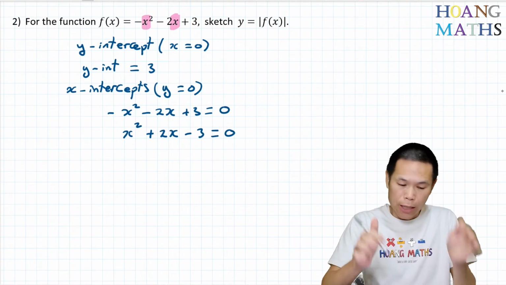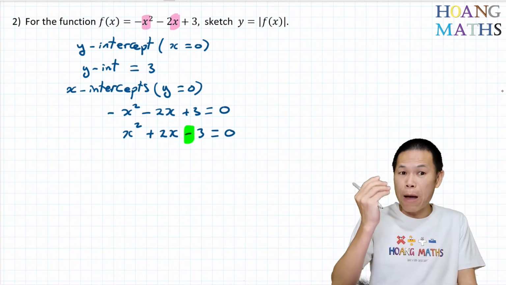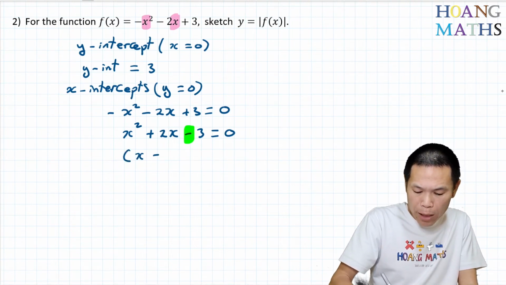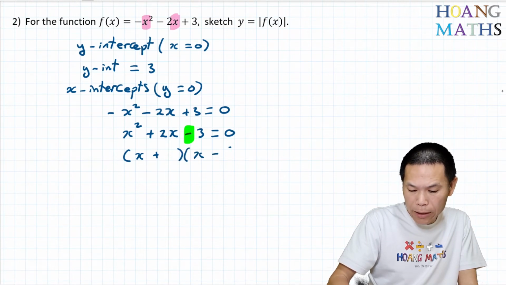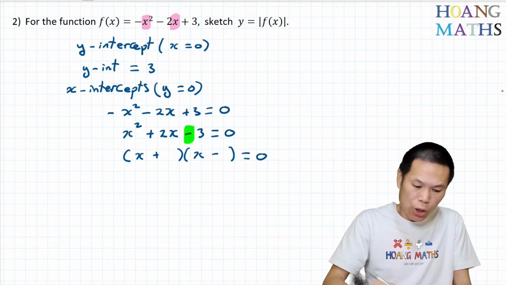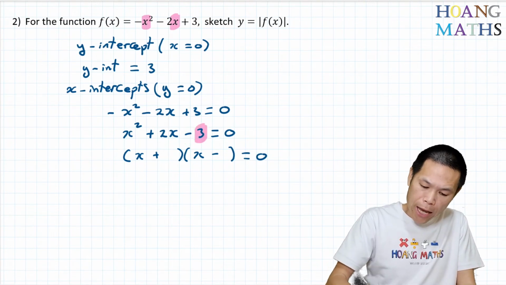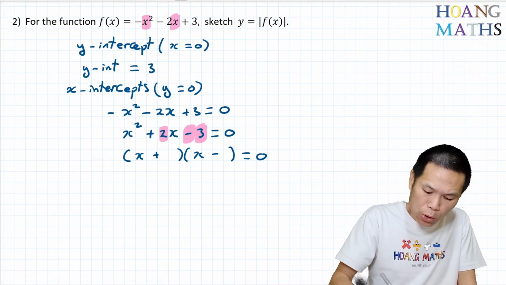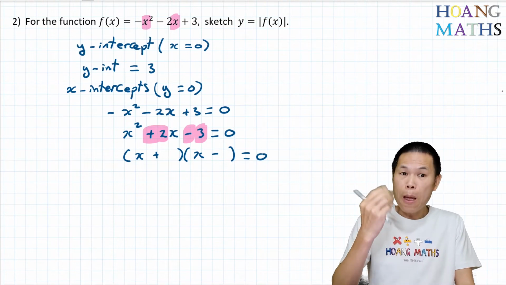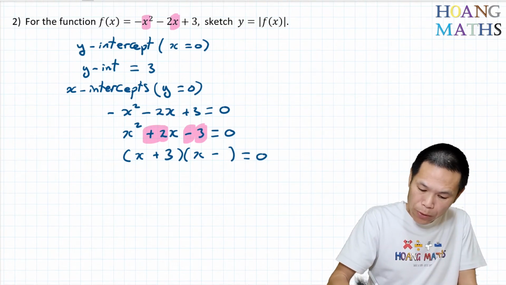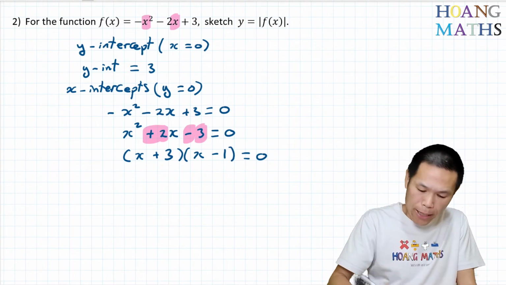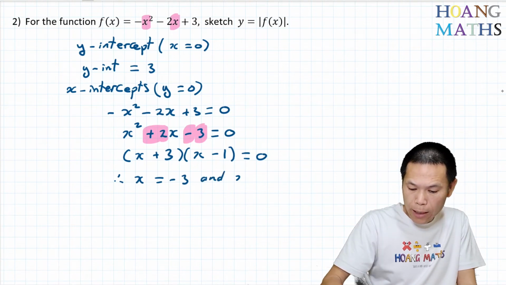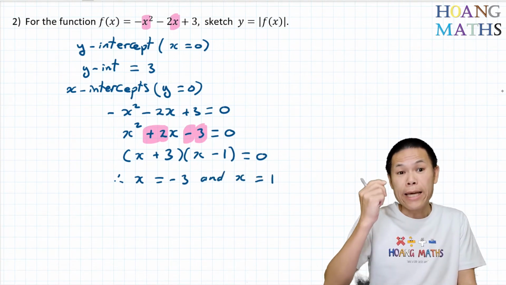So now I just factorize this. Because of the negative here, we should have a plus and a minus. So x plus, x minus is equal to 0. Two numbers multiplied together to give me 3, and the difference, because it's minus, is 2. So it should be 3 and 1. But because of positive 2, the bigger number goes on the positive side. So that is 3, this is 1. So therefore, x is equal to negative 3 and x is 1. So those are the x-intercepts.